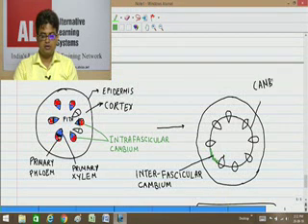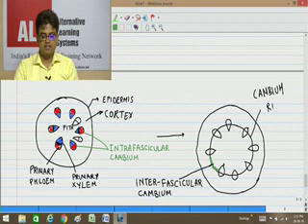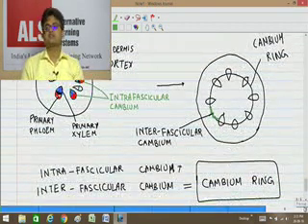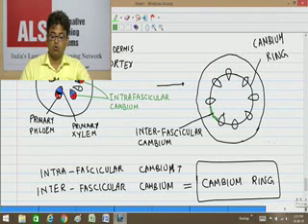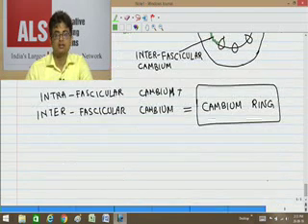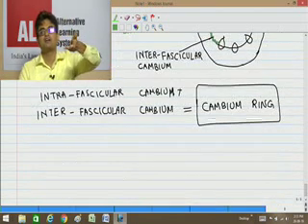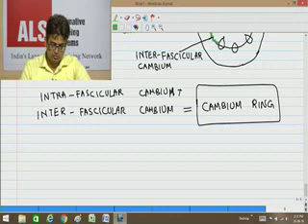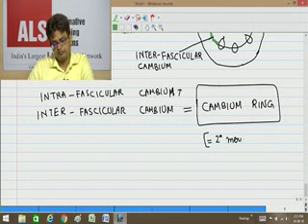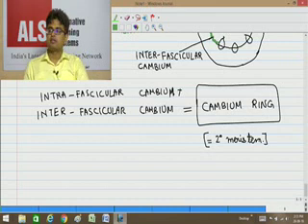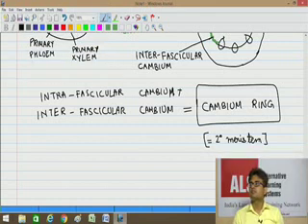Now the cambium ring origin is defined as secondary because it is formed from one primary meristem and one secondary meristem. So I will call it secondary meristem. The whole cambium ring is secondary meristem, and everything that is formed from secondary meristem is called secondary growth or secondary permanent tissue. Cambium ring is the secondary meristem.